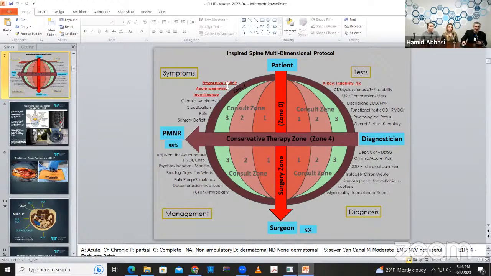Like if you get progressive deficit, this is beyond this meeting, but we have developed this so-called Inspired Spine multidimensional protocol. It's like a card. You put the patient's symptoms, you give them a number, like if a patient comes with a progressive deficit and that progressive deficit is acute weakness or incontinence, then you have to get certain tests. If the symptoms and the tests feed in a certain direction, then the patient bypasses everything and goes to surgery. But that's less than 5%. Okay, actually less than 3%.